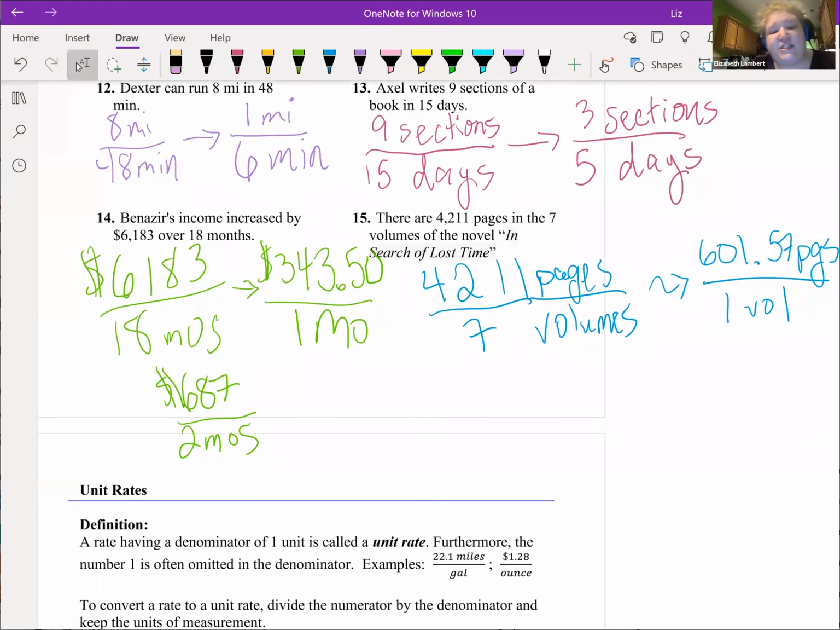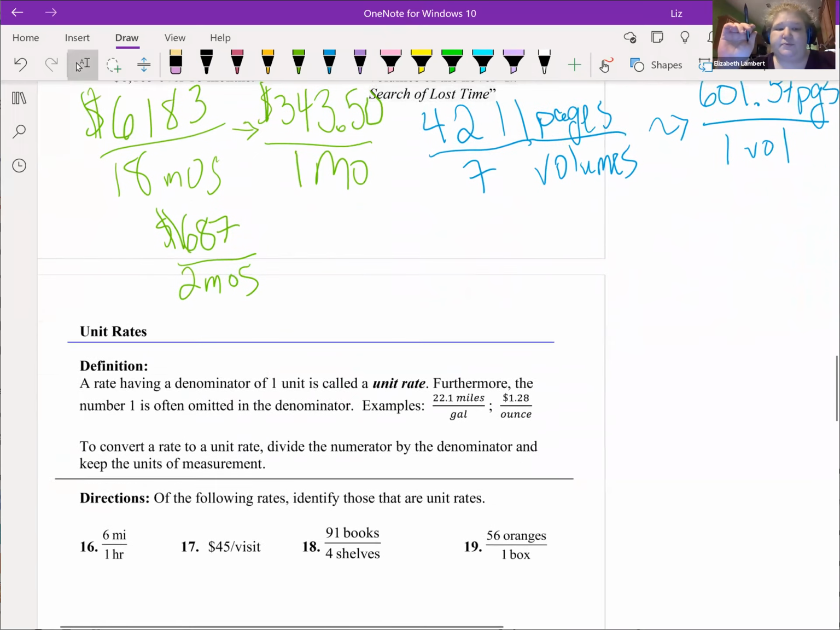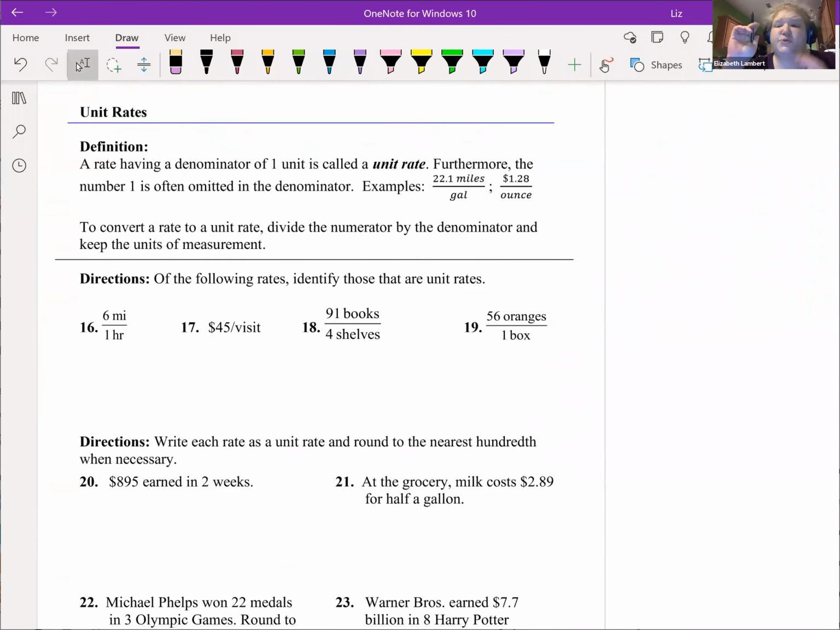But that does lead us into our unit rates. So our reduced fraction answers didn't have as much meaning as figuring out, well, what if my 1 was on the bottom? What does that tell me? And we see those rates and use those rates very often. So a rate having a denominator of 1 is called a unit rate. Furthermore, the number 1 is often omitted in the denominator.